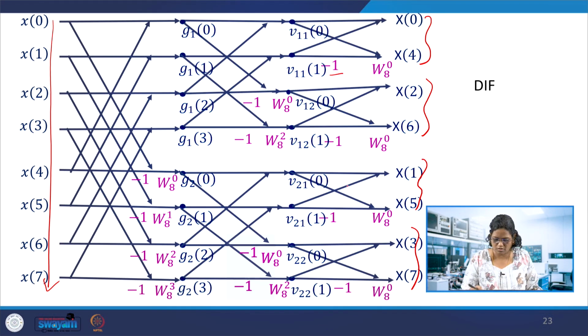We have these butterflies, 4 per stage, n/2 butterflies per stage, 3 stages here as well. This is the first stage, now this is the second stage, and the third stage here. So we have n/2 butterflies in each stage. N is here 8, so 8 by 2. The butterfly has, computationally, one complex multiplication and 2 complex additions required for a butterfly. So n/2 log base 2 n is the number of complex multiplications, and the additions have n log base 2 n complex additions.